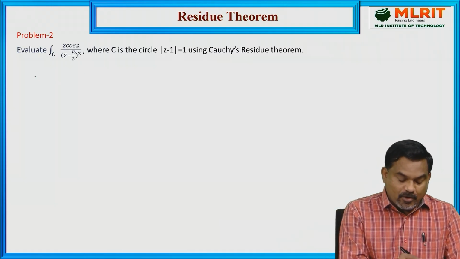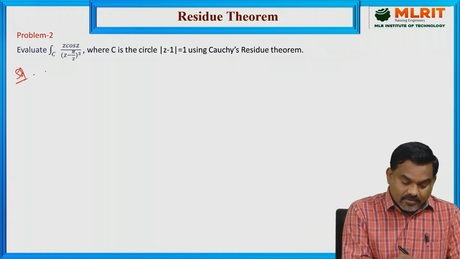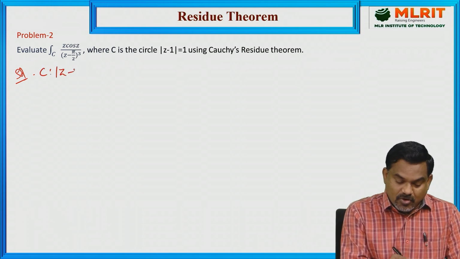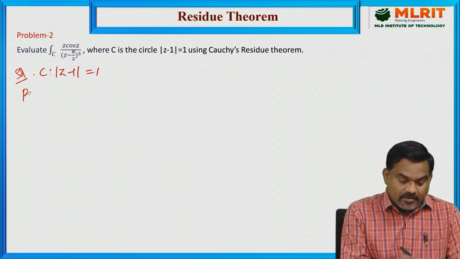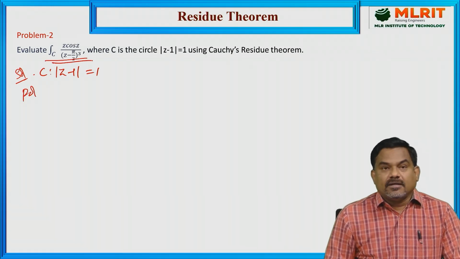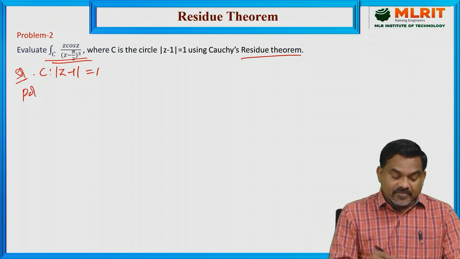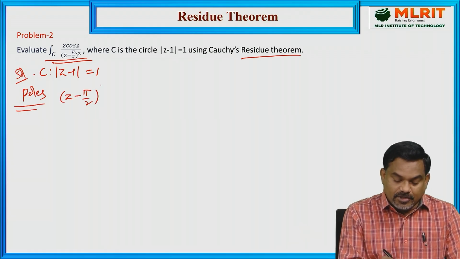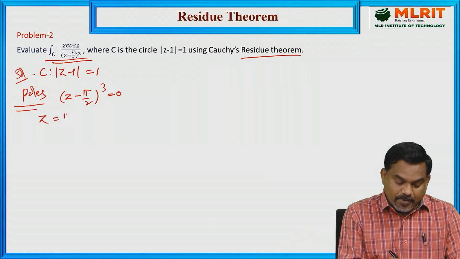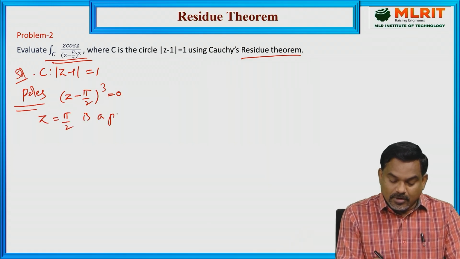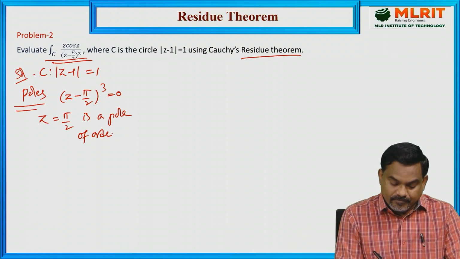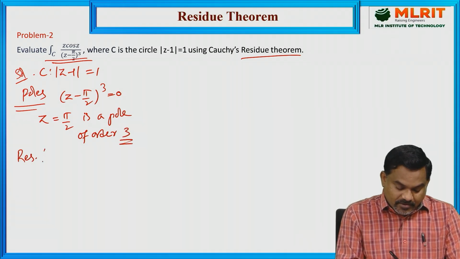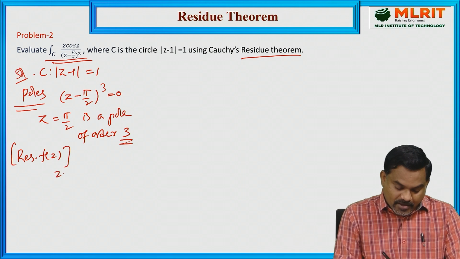Now coming to the second problem, here the given circle is mod z minus 1 equal to 1, and find the line integral using residue theorem. So let us find the poles. By equating the denominator to 0, here we get z equal to pi by 2, which is a pole of order 3. Now we need to find the residue of f at a pole of order m.